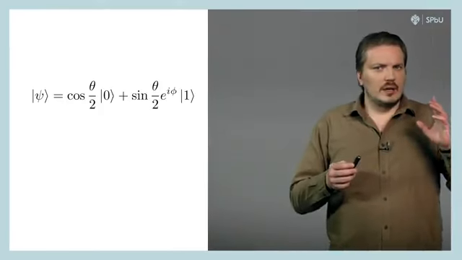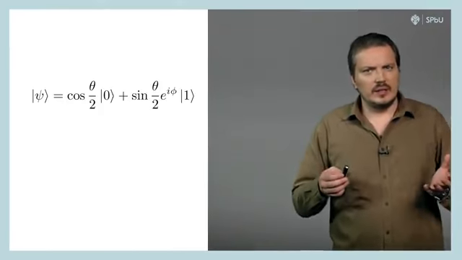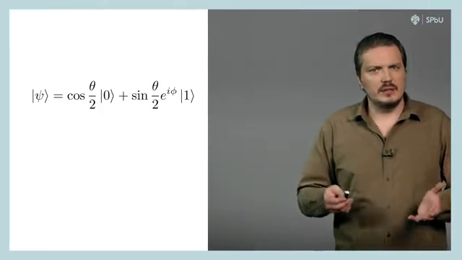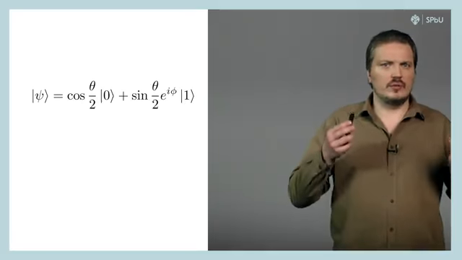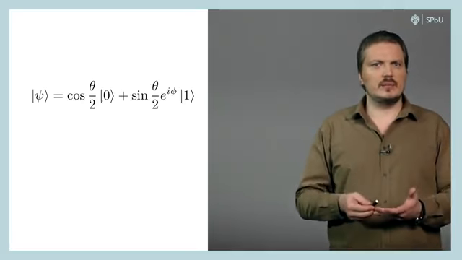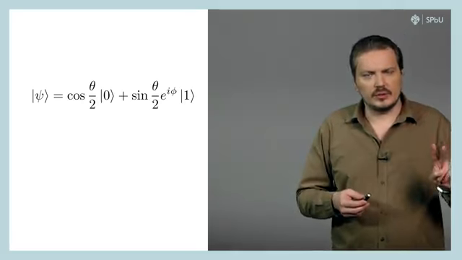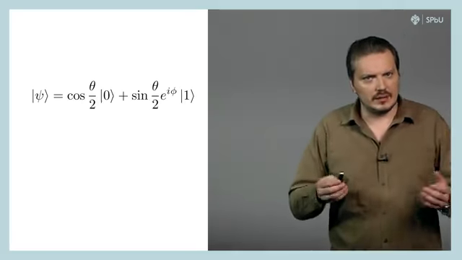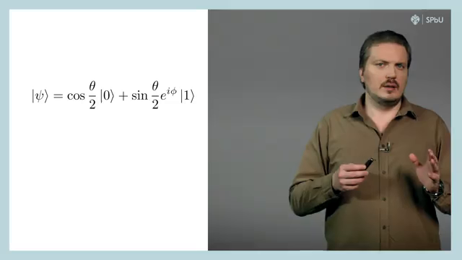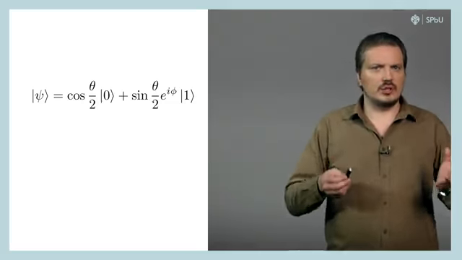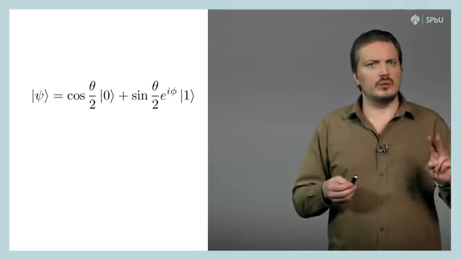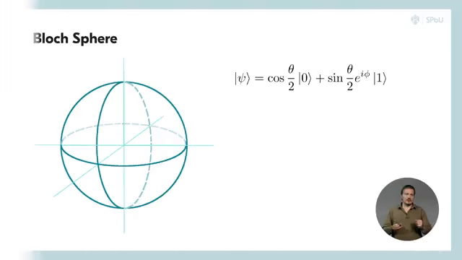Now, having this theta and phi, we can rewrite the state psi like this. You can see that the polarization of a photon in the state space is defined by two real parameters, two angles. Do you remember any coordinate system where the position of a point is defined by two angles? Of course you do. It is a coordinate system of a sphere surface.